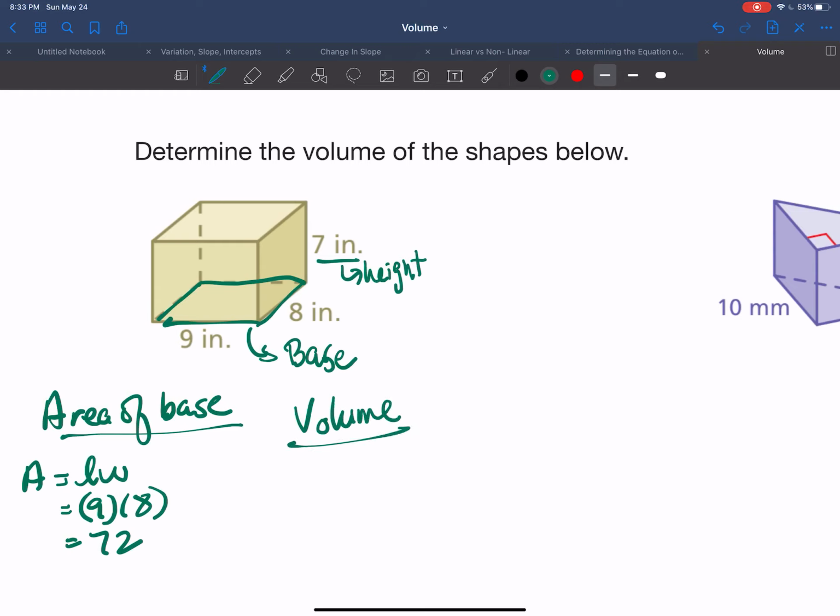So we multiply by the height. So we take the 72, which is the area of the base, multiply by the height, get 504 inches cubed. So you can say cubic inches. Sometimes you'll see that written, but we'll just use inches cubed because that's the way that we'll be writing it for millimeters and centimeters and so on. So area of the base times the height. That tells you the volume.